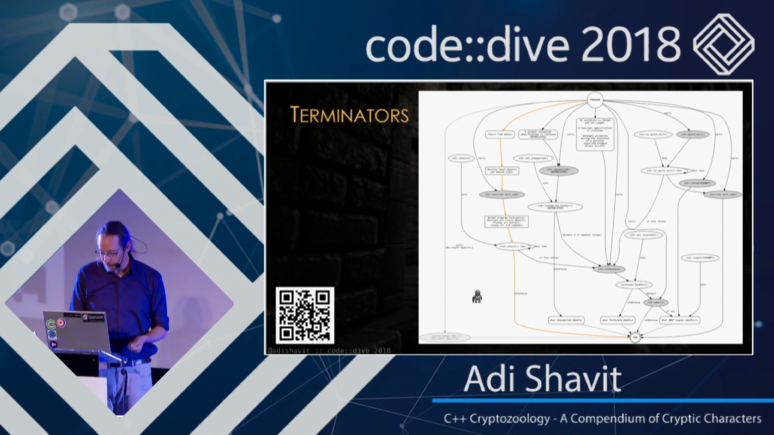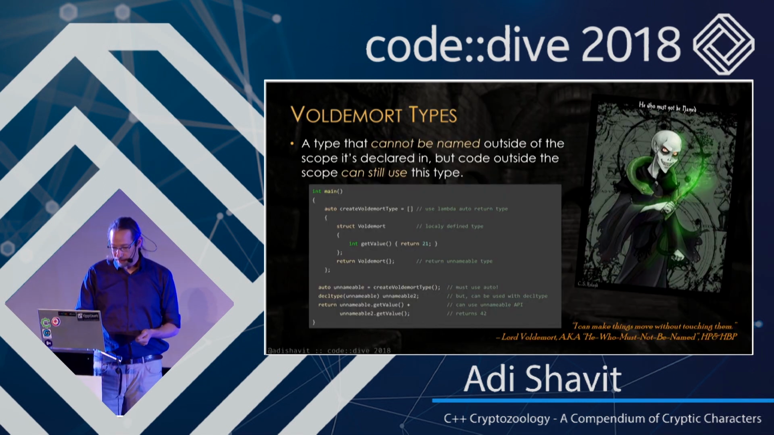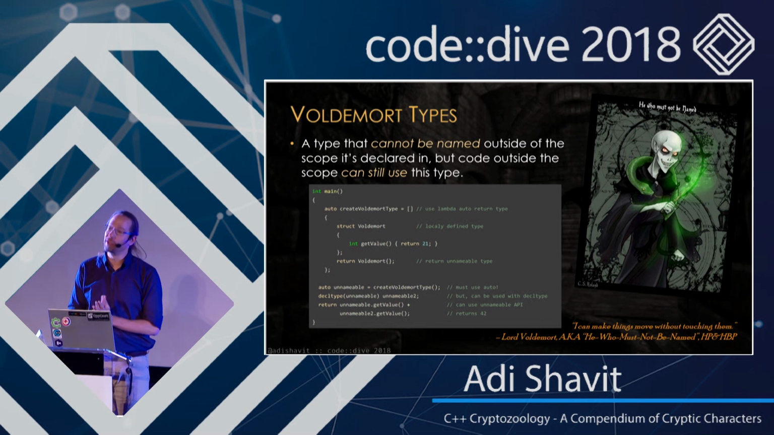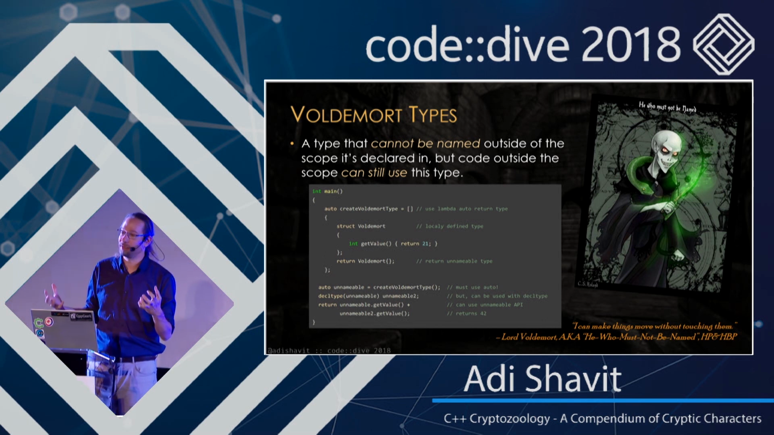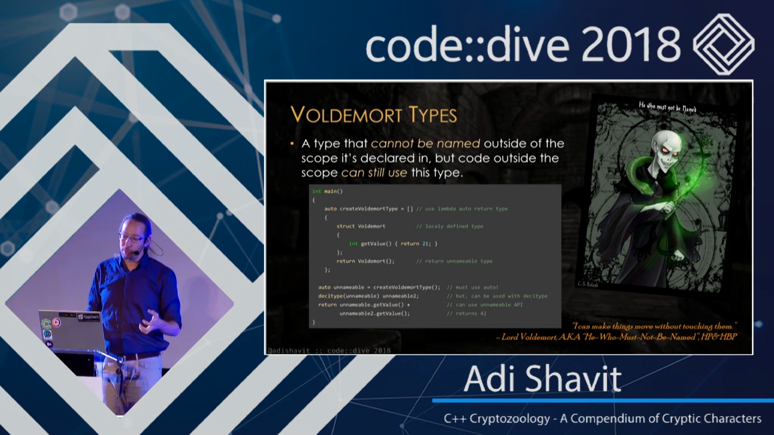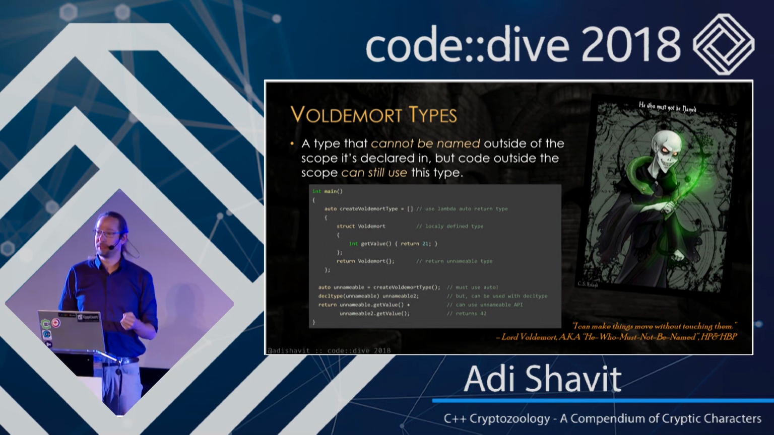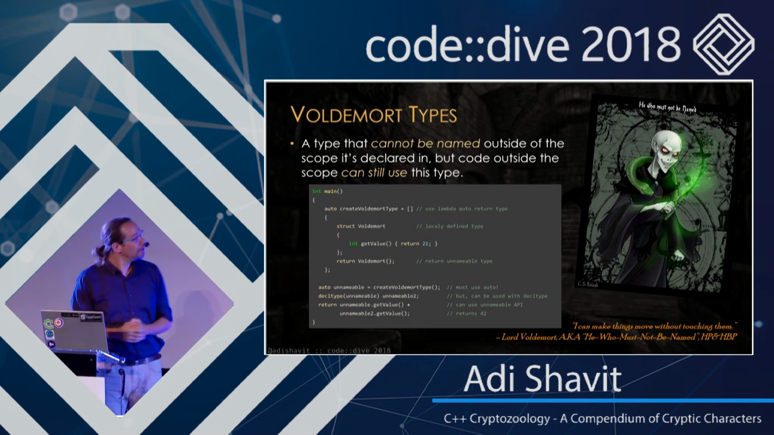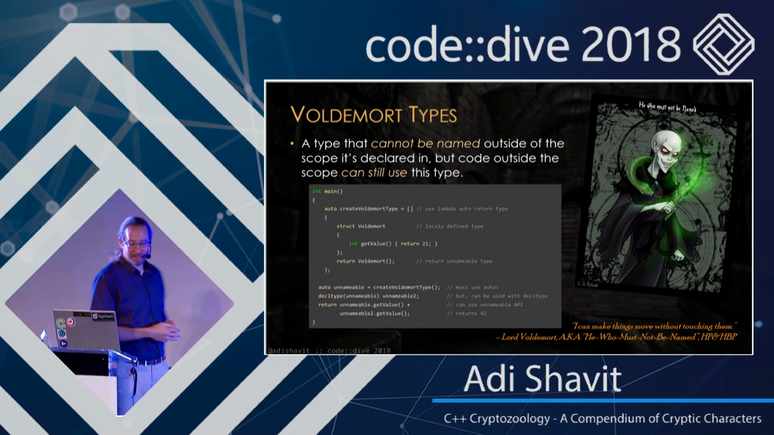Now, another interesting term that I like is Voldemort types. These are types that cannot be named outside the scope where they're declared, but in fact can still be used. It comes from the D language. And if we go into this example, I hope the code is big enough. Yeah, of course it is.